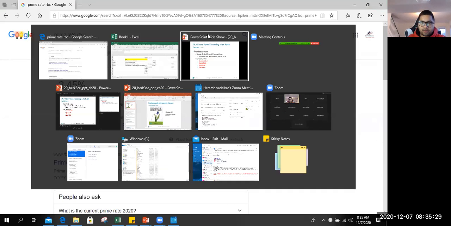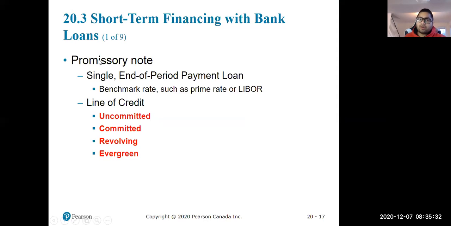All right. So promissory note means there is a single end of the period payment loan. Payment is generally based on the prime rate or LIBOR. The second type of borrowing could be a line of credit. A credit line is extended to you, and whatever you borrow from that credit line, they will charge interest on that amount. If you do not use your credit line, they will not charge interest.